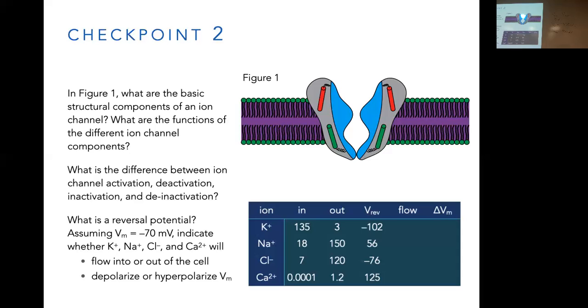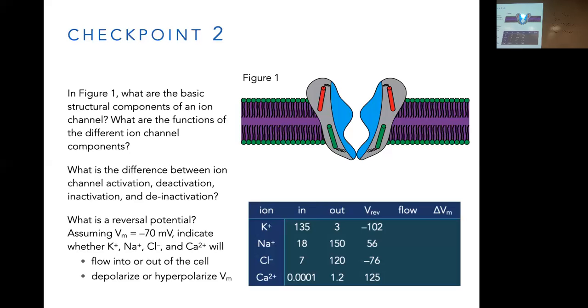If we activate the channel, we open it. So what happens when we deactivate it? We close it. We don't block it until we inactivate it. So what happens when we de-inactivate it? We unblock it. So sure, now if you open it up, ions can move.